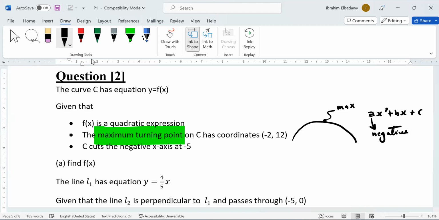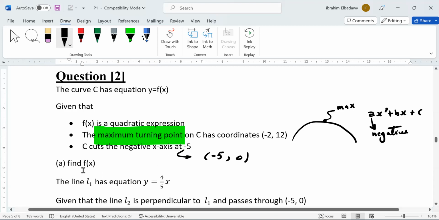Actually, you don't have to think about a only, but about the completing the square form. If you have a maximum turning point, you should think about the completing the square form. And he gives you another thing: C cuts the negative x-axis at -5. Cutting the x-axis means y equal to 0, so y equal to 0 and x equal to -5. So you know the intersection point of the curve with the x-axis is (-5, 0).